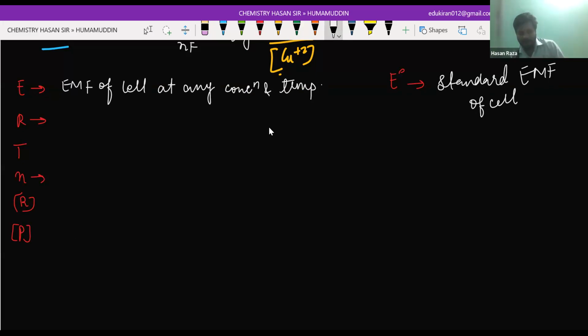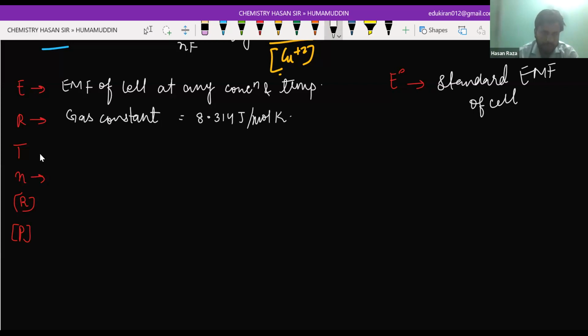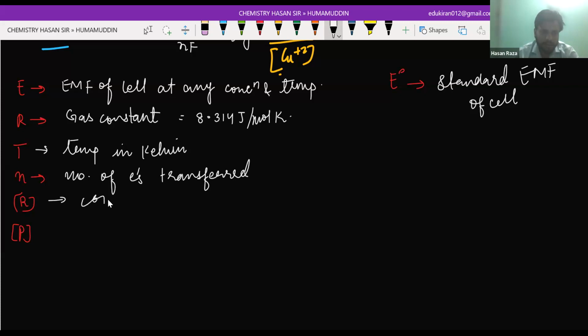Now, R, you know from class 11, is the gas constant. And generally, we take the value as 8.314 joule per mole per Kelvin. T is temperature in Kelvin, that is understood. N is the number of electrons transferred. R is the concentration of reactant. P is the concentration of product.